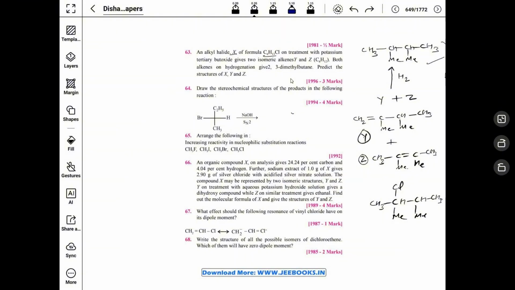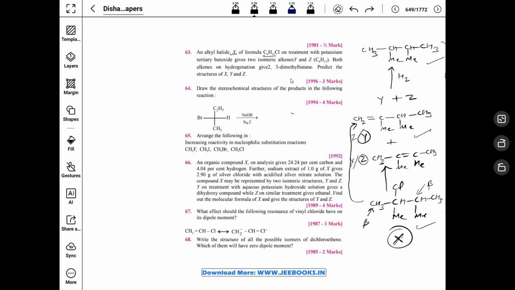Now you can clearly see that after the elimination reaction, if you remove this beta hydrogen, then you get this compound, and if you remove this beta hydrogen, then you get this compound. So this is the structure of X, and Y and Z could be any one of them, but this is the structure of X. So we can say that X is this one, Y this one, or you can say Y this one, doesn't matter, and Z this one.